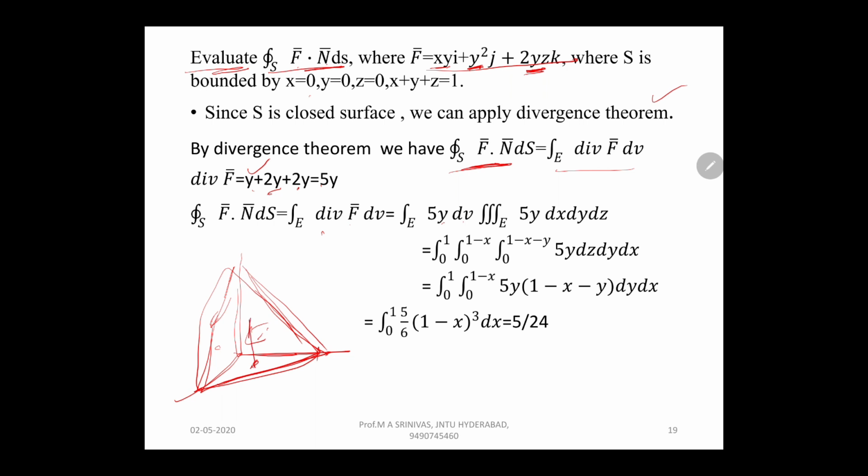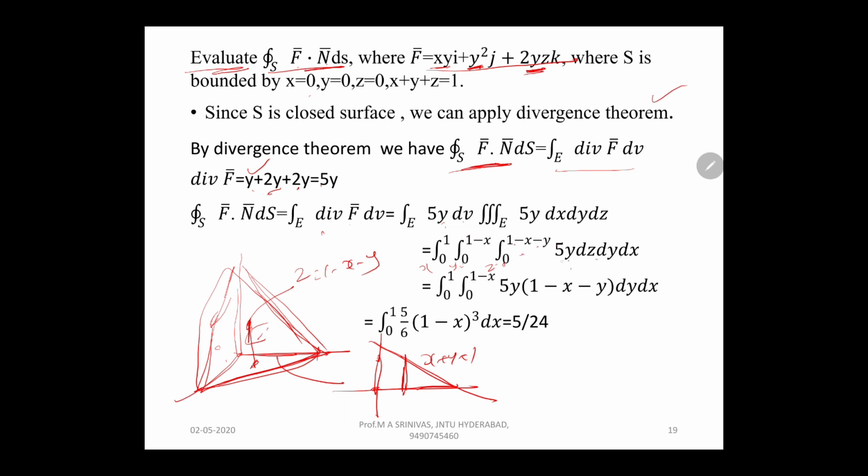Here z is equal to 0 to 1 minus x minus y. If I take the projection region, it will be on the xy plane. Here only you require the knowledge of evaluation of triple integrals. This is the plane x plus y equals 1. y varies from 0 to 1 minus x, x varies from 0 to 1. Z limits are z equals 0 to 1 minus x minus y, 5y dz dy dx.